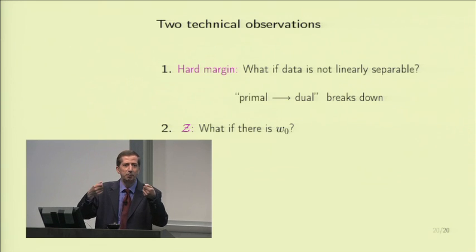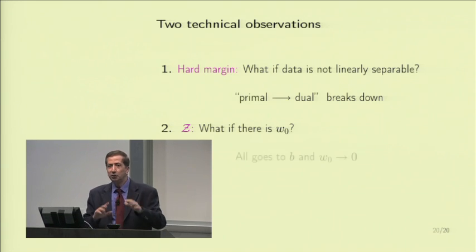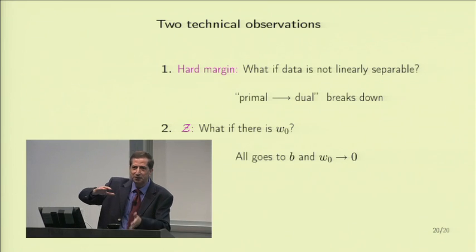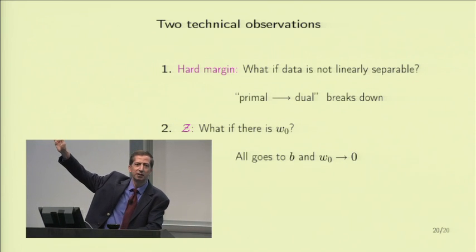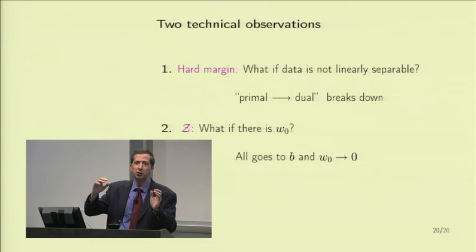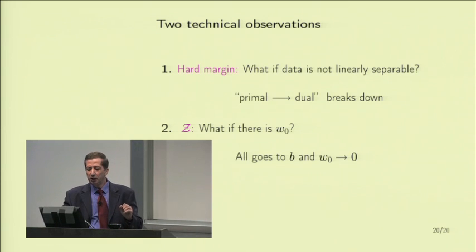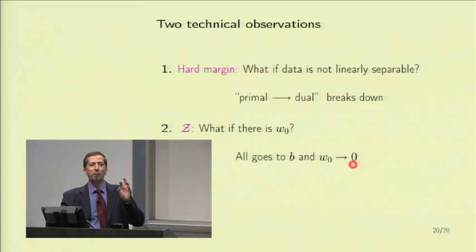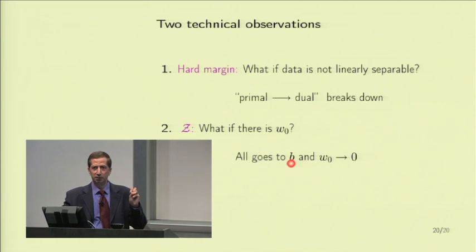Now I have two guys that play the same role, and you don't have to worry about that. Have the z-space have 20 constant coordinates. Don't worry about it. Because of what? Because when you get the solution, all of the corresponding weights will go to zero, and all the bulk of the bias will go to the B, okay?